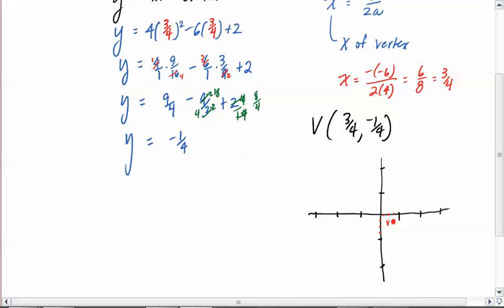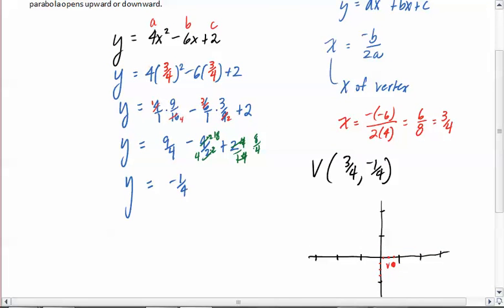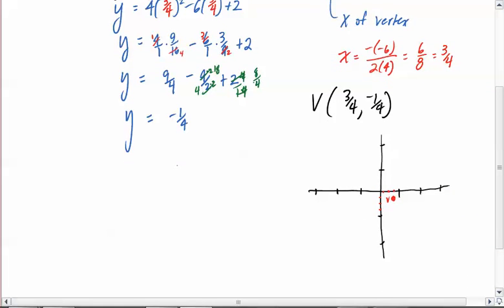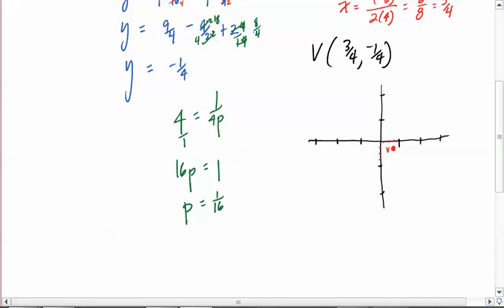Now, what I know is that if I did complete the square, we would pull the 4 off to the front, and that's actually the a. So that's what we would set equal to 1 over 4p. Let's take a look at what that gives us. 16p is equal to 1. We're doing cross products. p is equal to 1/16. So if that's my p, that's the distance from the vertex to both the focus and the directrix.